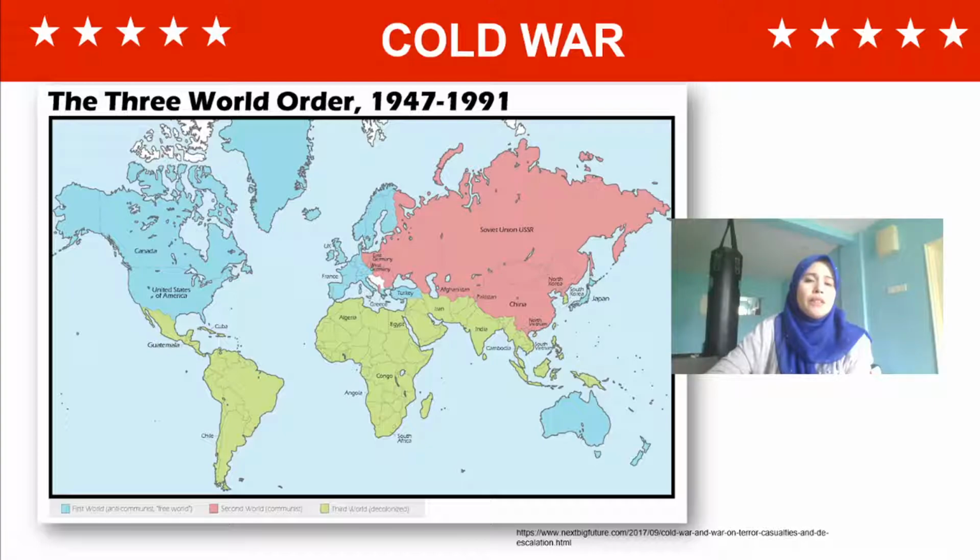So the three world order in the time of the World War, they say there are three, whereby I disagree with this three. They say the first world is the United States and the Allied, and then we have the Soviet Union as the second world, and the third world is us, all of us. So for me, I disagree with this category.